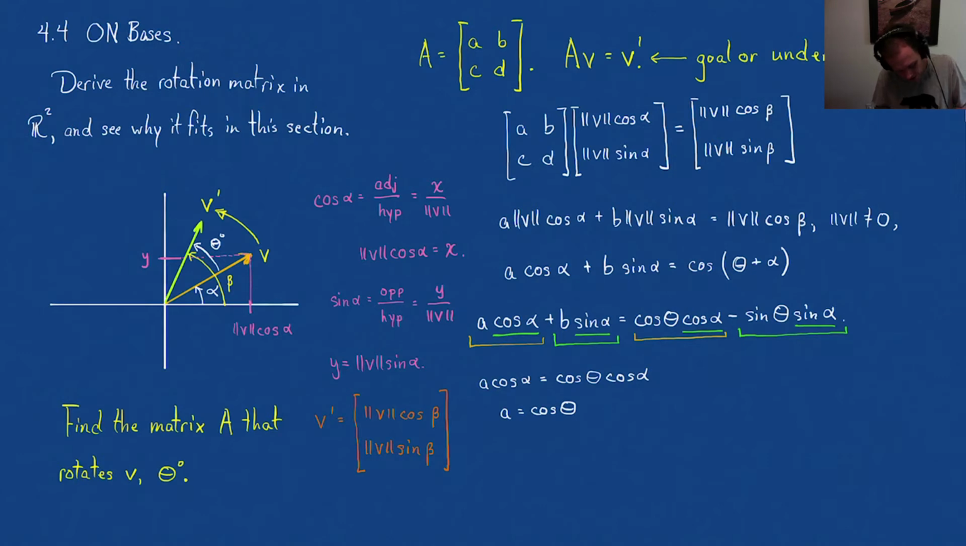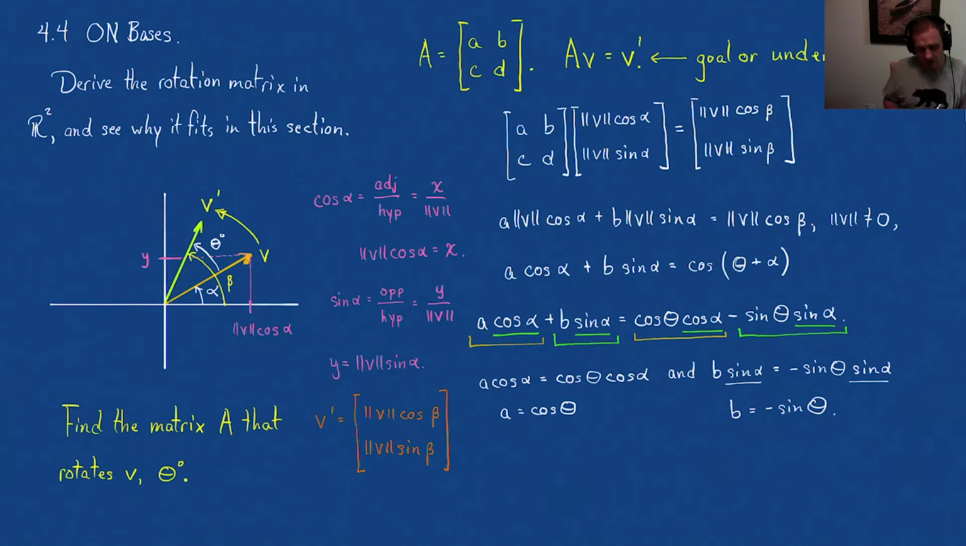And if you continue that, this also says that B times the sine of alpha has to equal minus the sine of theta sine of alpha. Well, wait a minute. If the signs match, then that means that B has to be minus sine theta. And there it is. We've done it. I'm going to leave C and D for you to do. It works exactly the same, and you should try that.